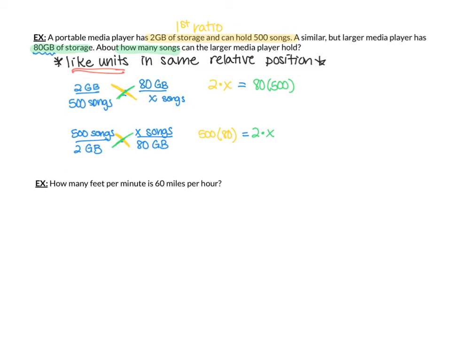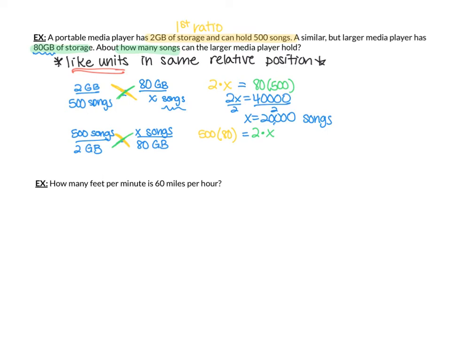So now I can go through and solve. 2x equals 40,000, which means when I divide by 2, x would be 20,000. So let's go back to the units. Remember, x represents songs. So this would be that media player could hold 20,000 songs.